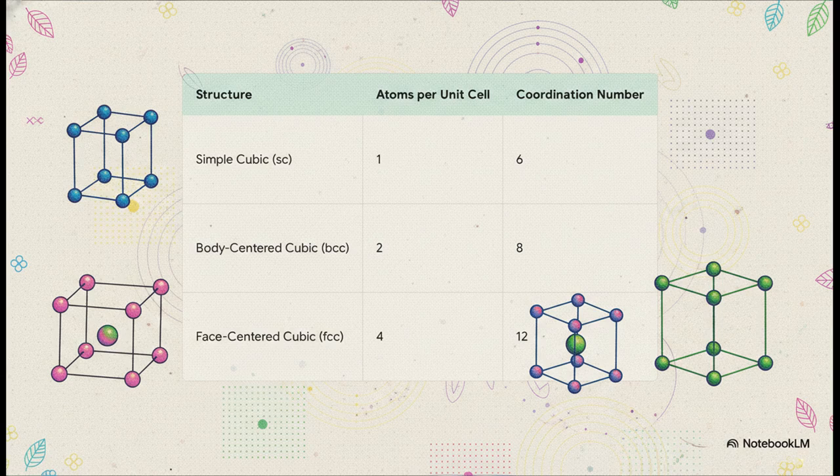Now it turns out that nature has a few favorite blueprints. Let's look at three of the simplest cubic ones. You've got simple cubic, or SC, which is, well, it's as basic as it gets. Then there's body-centered cubic, BCC, which takes that simple cube and sticks one more atom right in the very center. And finally, face-centered cubic, FCC, which puts an atom on each of the cube's 6 faces. And notice how as you add atoms, the coordination number, that's just a fancy way of saying how many neighbors each atom touches, goes up.